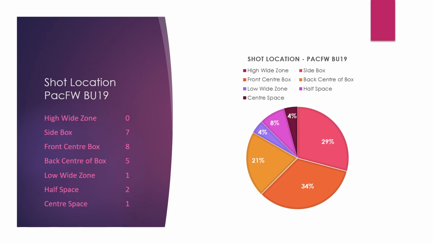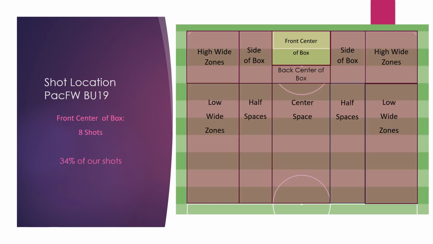So right here, you can see that the bulk of our shots are coming from the front center of the box or the back center of the box. That's well over 50%. And then if you add the side of the box, yeah, we have an incredible amount of our shots that are coming from the box. So to remind everybody where these positions are, the front center of the box, eight of our shots, or 34% of our shots, are coming right in front of the goalie.